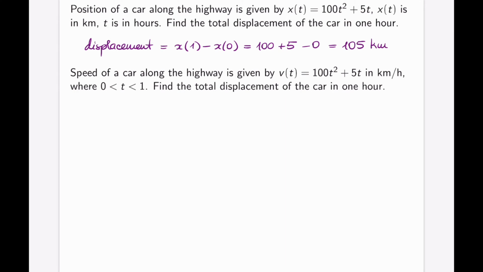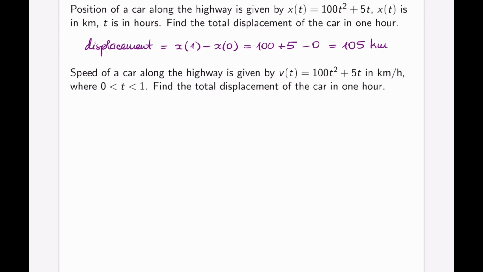The next problem appears to be quite similar. Speed of a car along the highway is given by this velocity function in kilometers per hour over the first hour. We're asked to find the total displacement. So the exact same thing. Now here, speed is a function of time. So this previous method will not work because I don't know what the position actually is. And therefore, I'm going to have to think of something different.